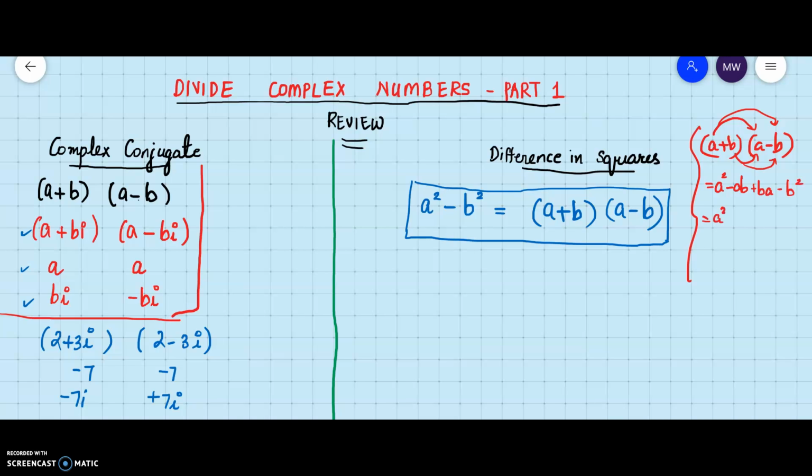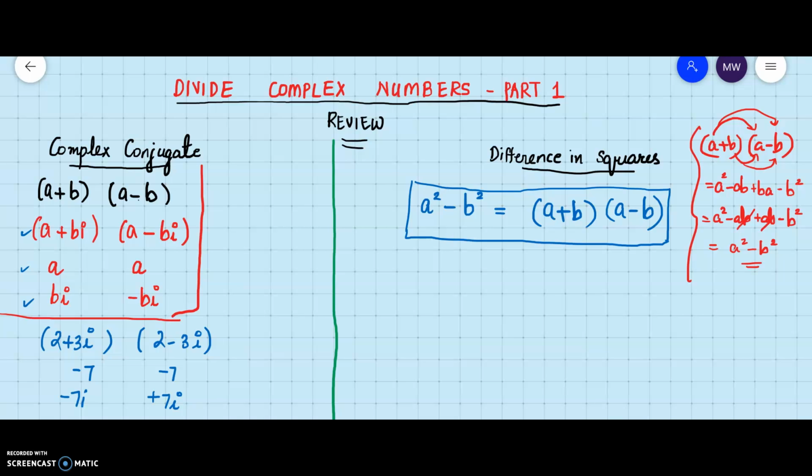But we know that positive ba is the same as ab, by the commutative property of multiplication. So a and b, you can switch them around. Then negative ab and positive ab will cancel, and you will just get a squared minus b squared as your answer. So that's where this difference of squares rule came from.